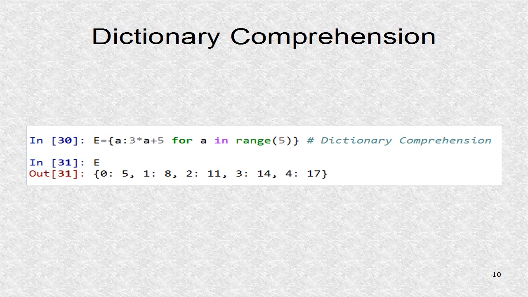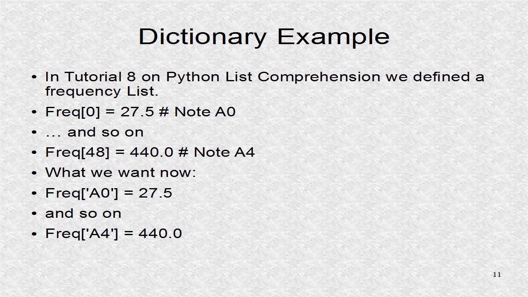10. Like lists, dictionaries have a comprehension statement. We have the value of each element in terms of the looping variable, all enclosed in brackets. 11. Now we have a dictionary example, which is similar to the example in the tutorial on Python list comprehensions. There, we had an example to get the frequency for each of the 88 piano keys. The list created there had an index going from 0 to 87. It would be easier to have index terms like A0 and A4.